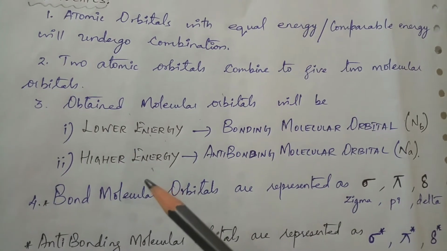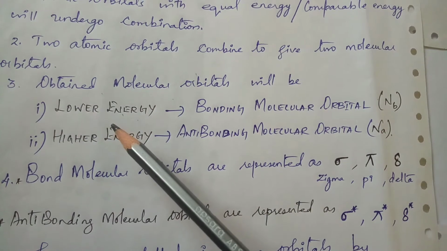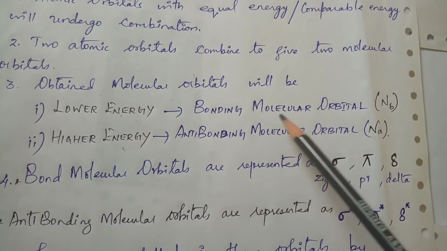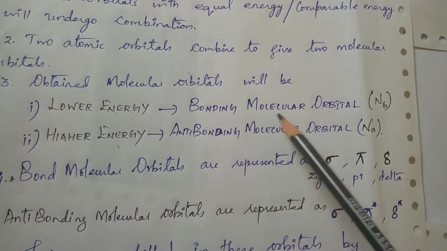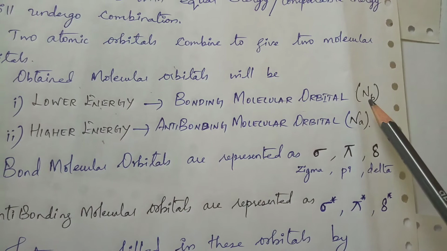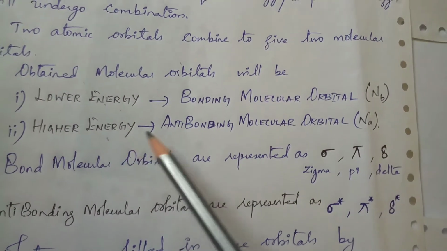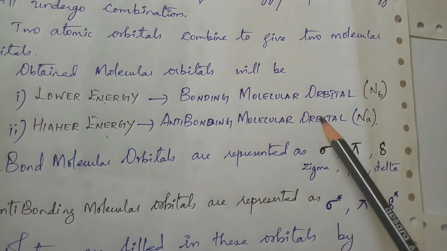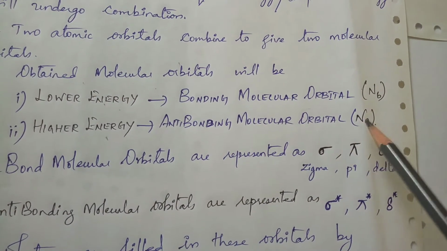So how do we name that lower energy molecular orbital? The lower energy molecular orbital is known as the bonding molecular orbital, and it is expressed by the letter N with suffix b, right? And the higher energy orbital is called the anti-bonding molecular orbital, represented by N with suffix a.